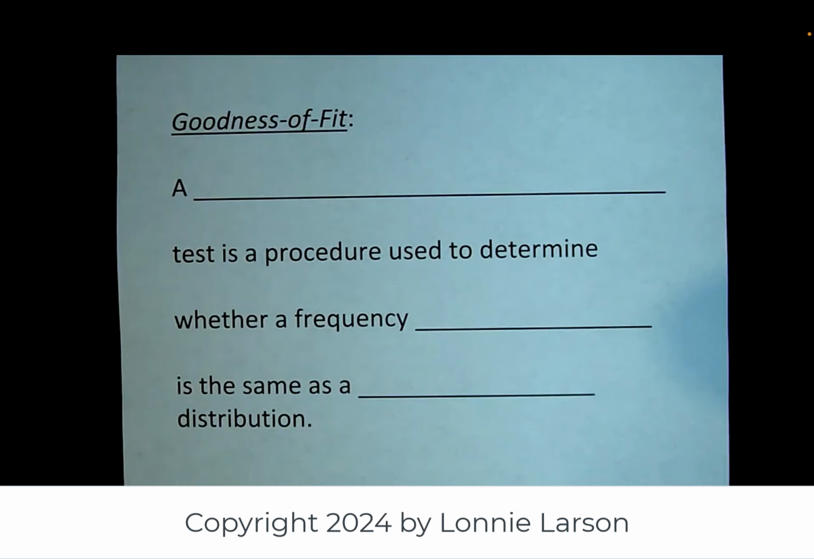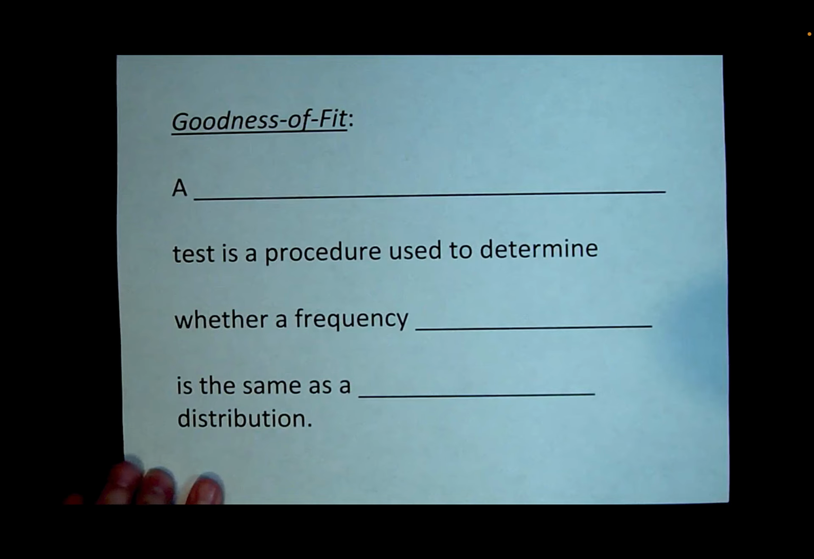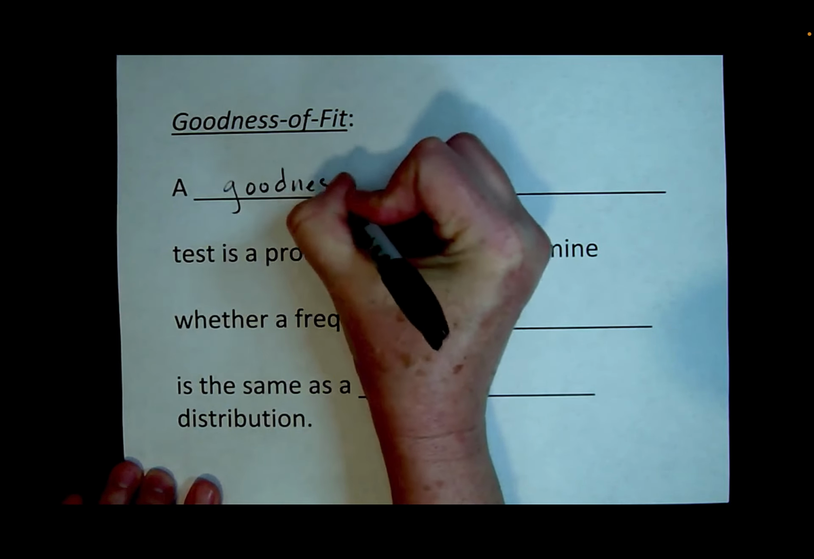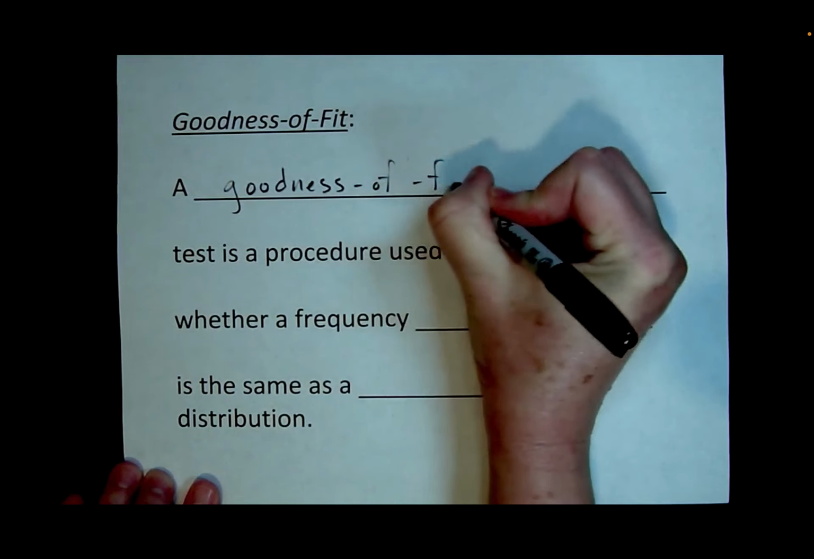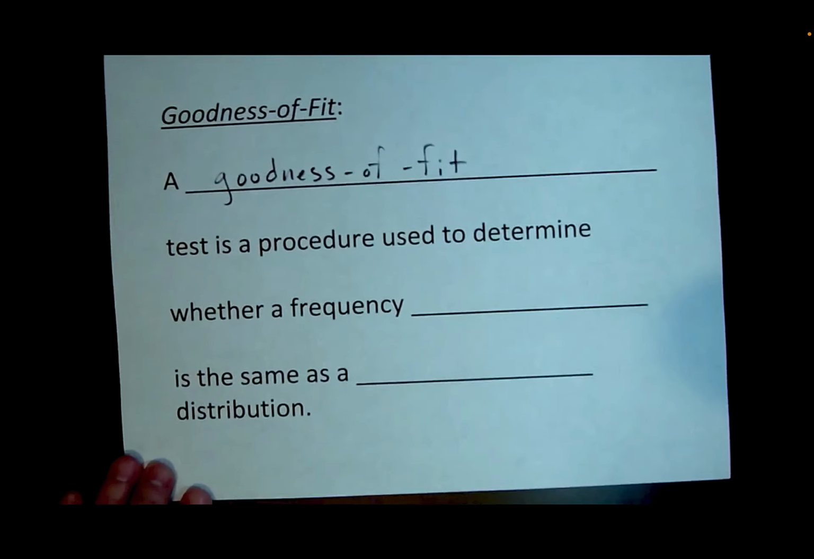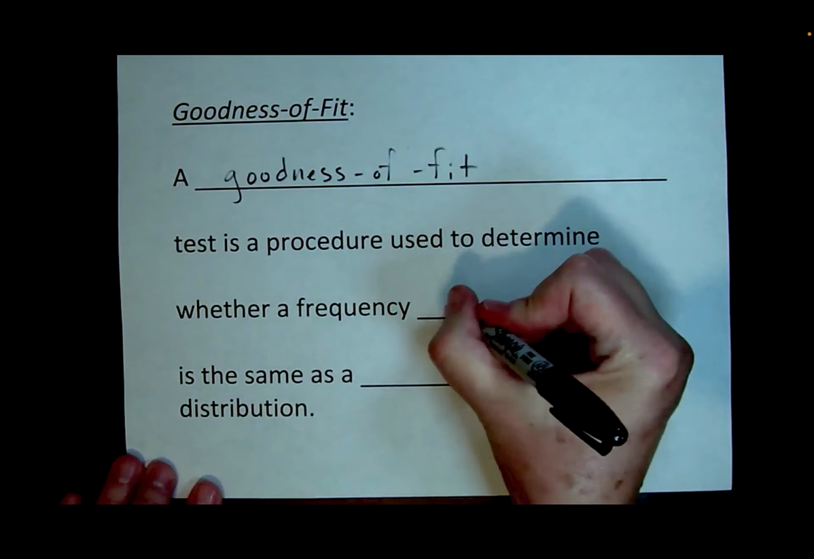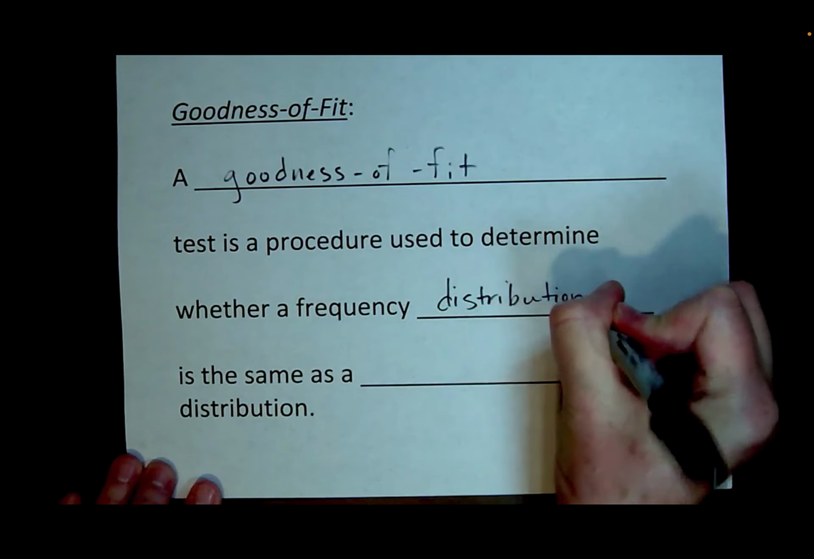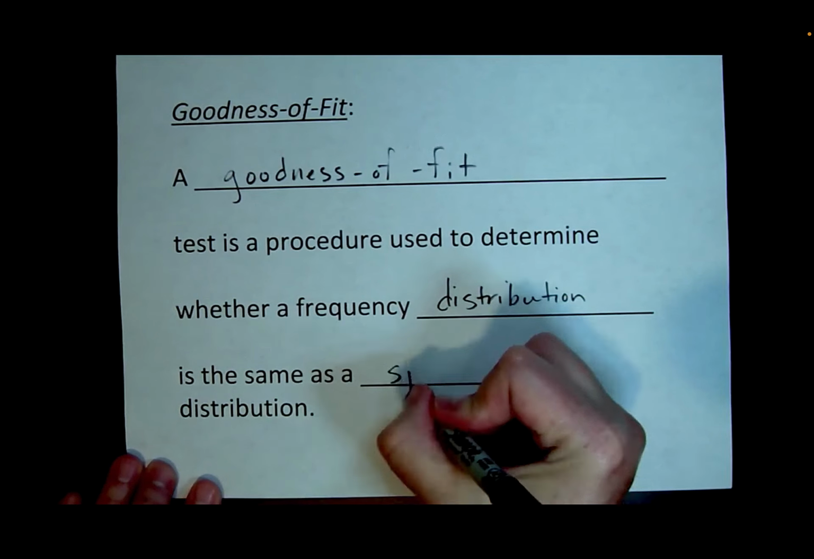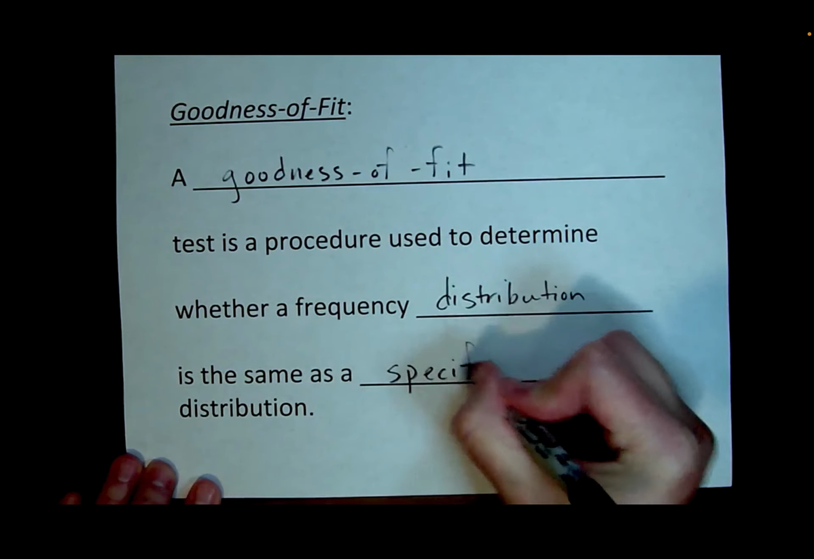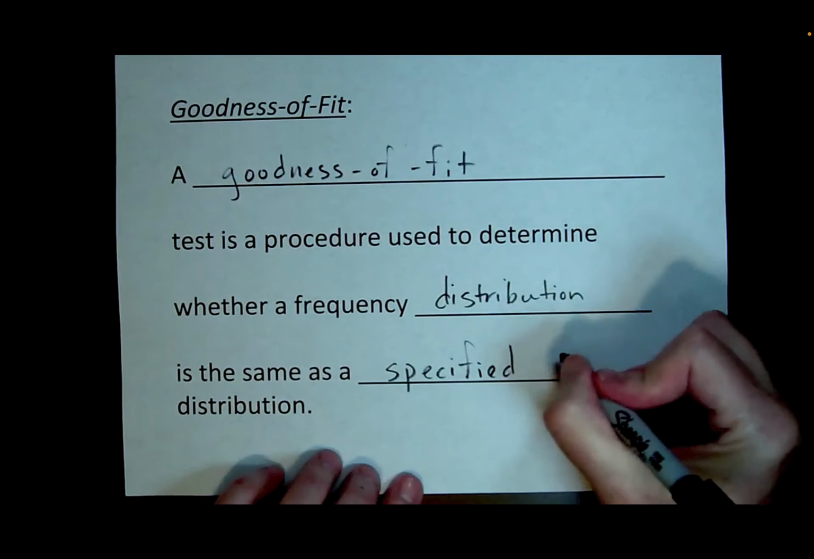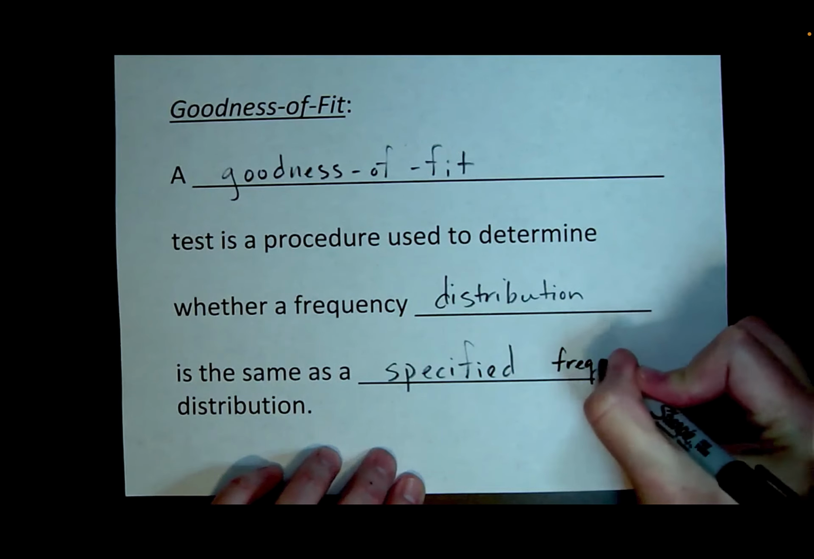Welcome back. Let's talk about goodness of fit, which is the type of hypothesis test we're developing in this section. A goodness of fit test is a procedure used to determine whether a frequency distribution is the same as some specified distribution. And again, that's a frequency distribution.